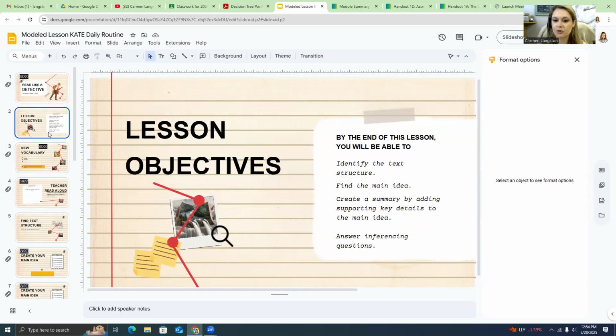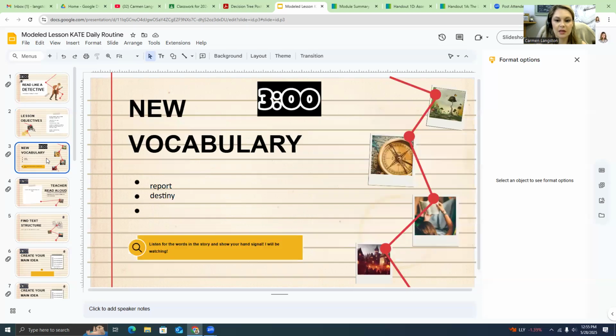Now, as I read today, by the end of the lesson, you should be able to identify the text structure. We're going to use a decision tree to be able to do that, and find a main idea. I'll show you how to do that using sentence stems. Then you'll create a summary by adding supporting key details to the main idea. And last, you'll be answering inferencing questions about the story that we read today.